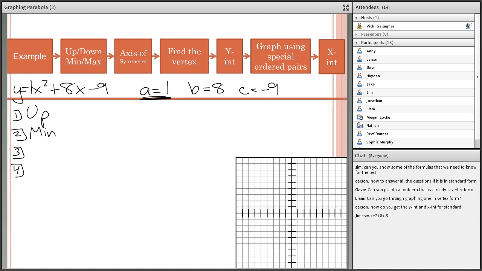Axis of symmetry, vertex, extreme. What are the other questions? X-intercepts, y-intercept, domain, range, and graph. Okay, so I'm pretty sure this is the order that the questions are going to be in. So up or down, min or max.